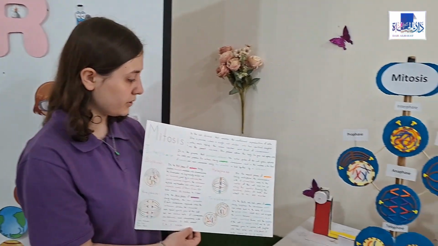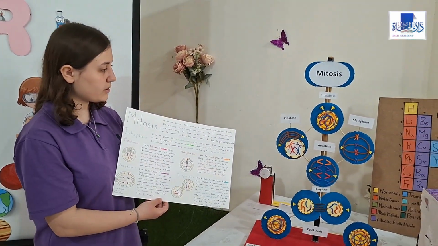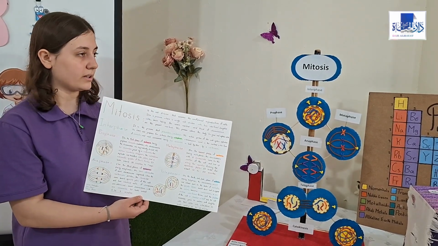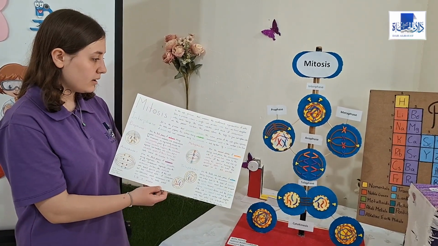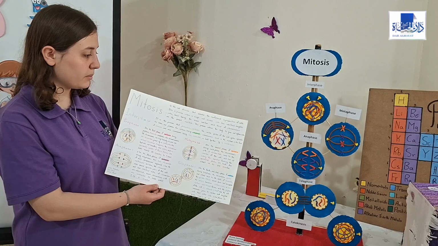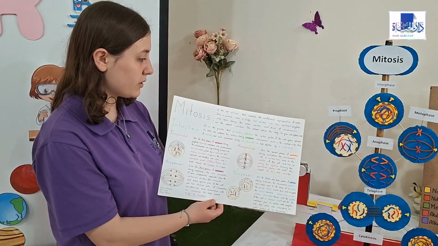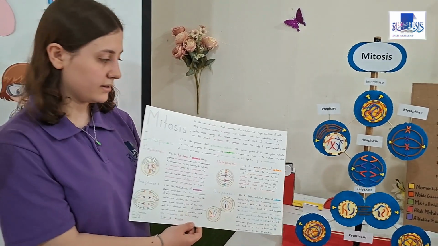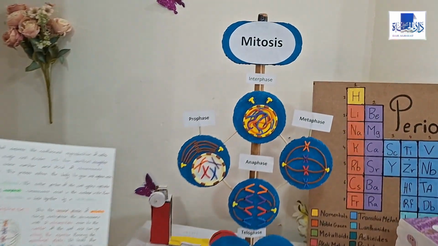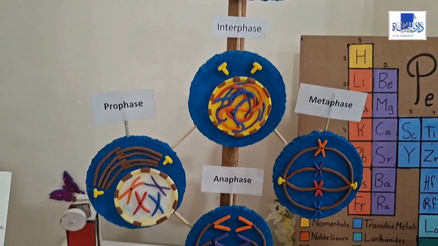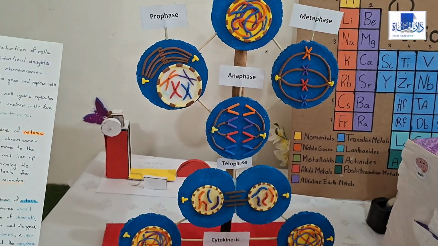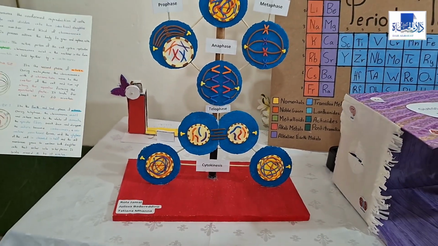This is our project, mitosis. It's a process where a cell divides into two identical daughter cells with the same number and kind of chromosomes in each nucleus. This process allows the body to grow and replace cells. Before mitosis, we have a process called interphase. In interphase, the cell is in the active portion of the cell cycle.